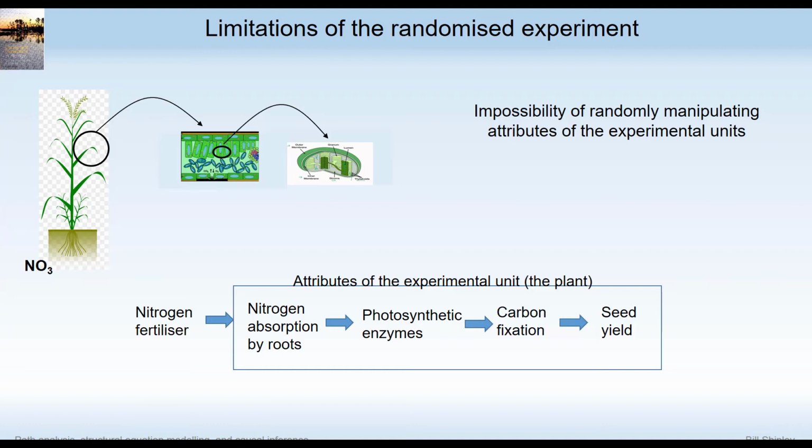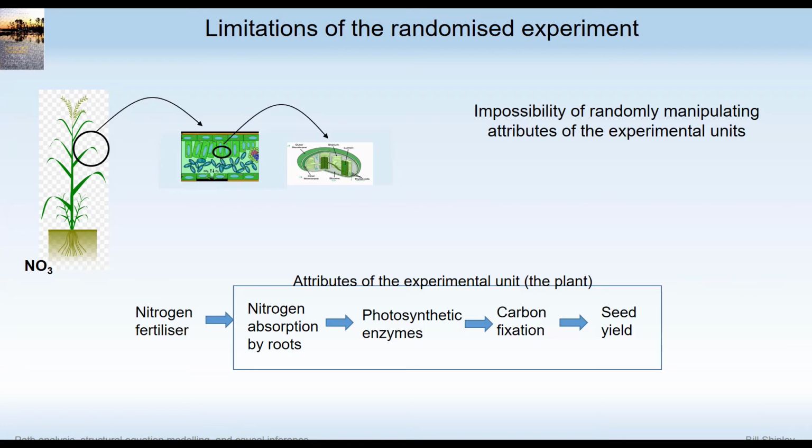Now, if we wanted to test any of the causal links inside the box, we have to be able to randomly assign different levels of that variable independently of any other attribute of the experimental unit. So, for instance, if we want to know whether increased photosynthetic enzymes increase carbon fixation, we have to be able to randomly assign different amounts of photosynthetic enzymes to the leaf directly, independently of any other attribute of the experimental unit, and then see whether the carbon fixation increases or not.